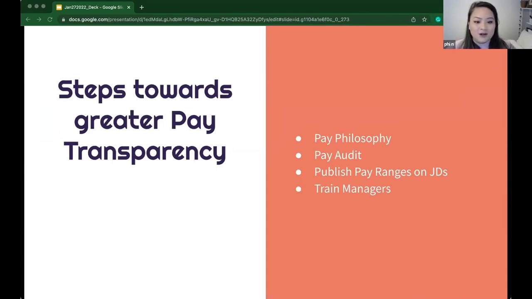And then you can also publish pay ranges on job descriptions when you're hiring. Another easy thing to do is to train managers on how to have open discussions with their direct reports on their compensation. So I'm going to pass it back to Aparna.